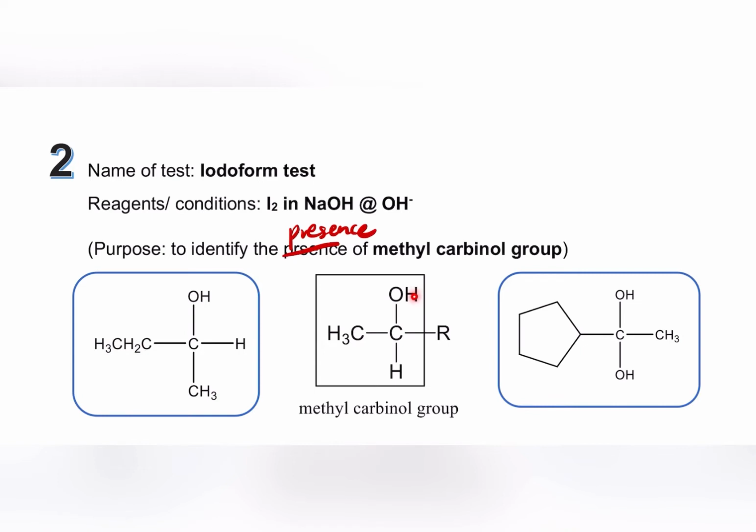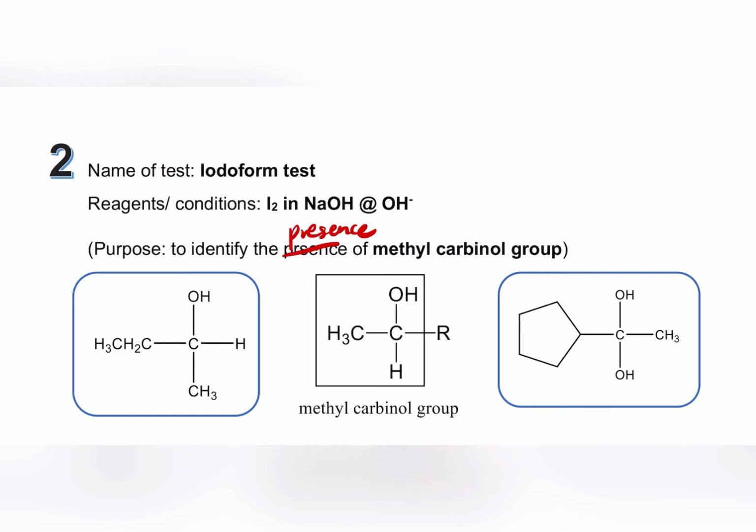So it's still an alcohol. So carbinol, and you have hydrogen. Same goes for this carbon we are talking about. And the last one is bonded to another alkyl group. So this is what we call the methyl carbinol group. If your alcohol contains the methyl carbinol group, it means that the alcohol can show a positive result for the iodoform test.